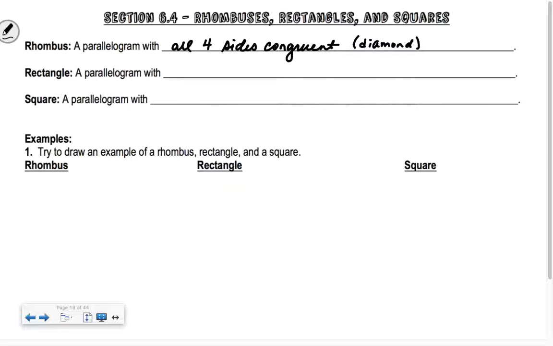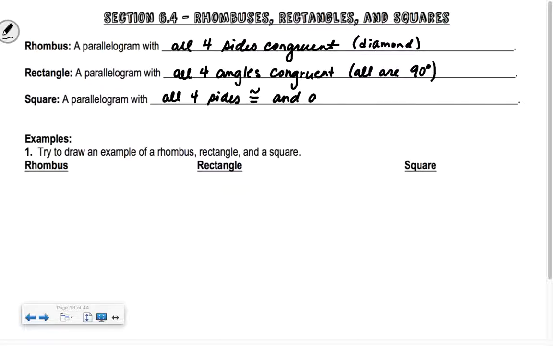A rectangle is a parallelogram with all four angles congruent. So what would those four angles have to be equal to? Each of them is going to be, yeah, all are 90 degrees. And then a square is a parallelogram that has both of those characteristics, right? So all four sides and all four angles congruent. Okay, so we sometimes say that the square is the baby of the rhombus and the rectangle. It has all the characteristics of a rhombus and all the characteristics of a rectangle.